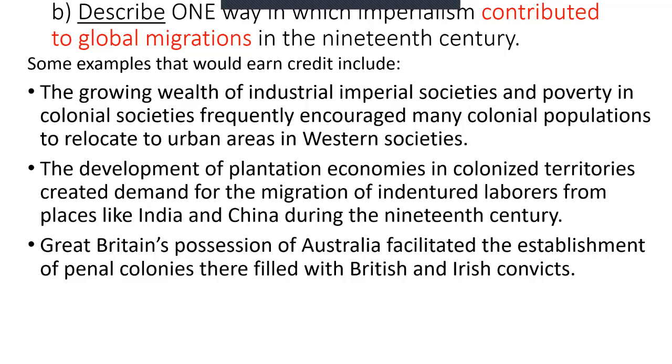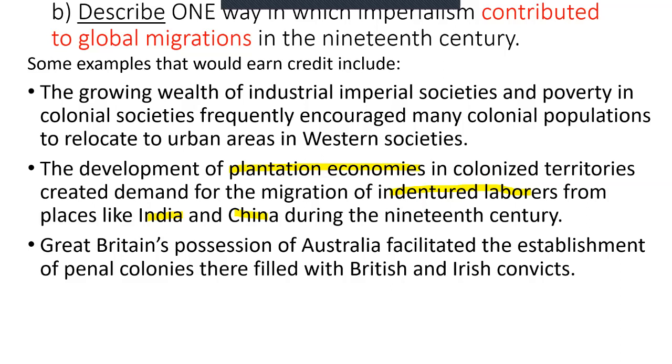The development of plantation economies, that's the vocabulary words, right? In colonized territories, created demand for the migration of indentured laborers from places like India and China. That is a great answer, right? We get the term plantation economy, we get the term indentured laborers, we get India and China. And both of these sentences, again, are a description of a cause and effect.